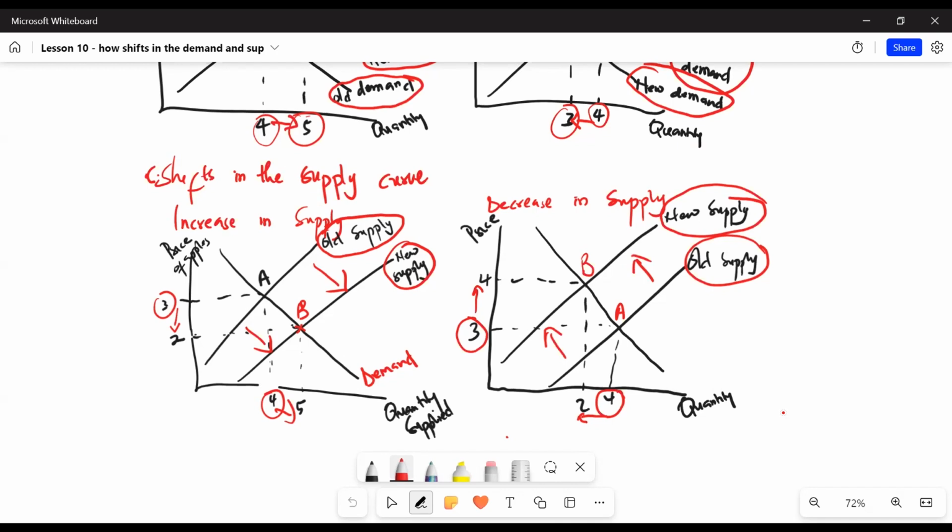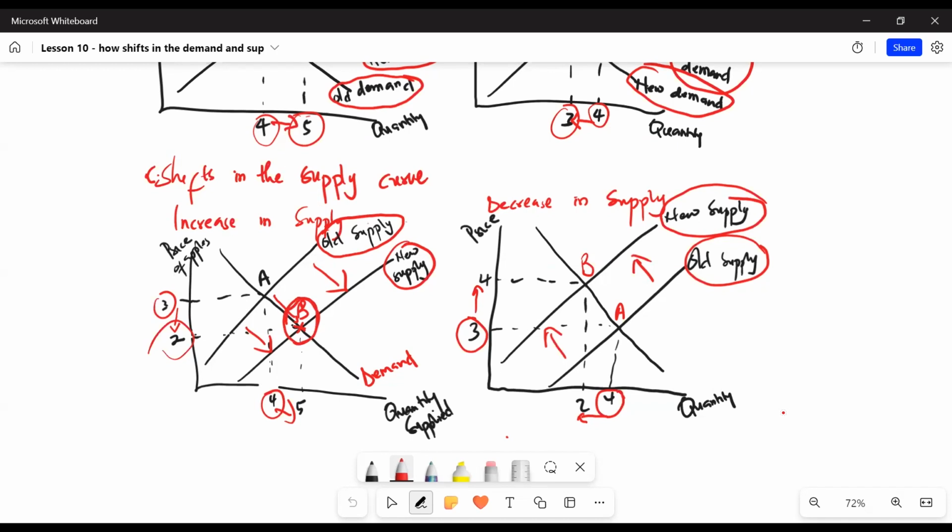For instance, when there's an increase in supply and the supply curve shifts from the old supply curve to the new supply curve, we find that that brings us to point B, where we have lower prices. At lower prices, the law of demand states that consumers are going to buy more. So this induces a movement along this demand curve, which consequently brings us to a new equilibrium point B.